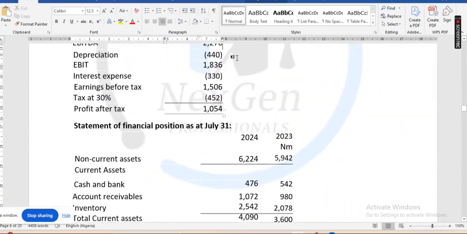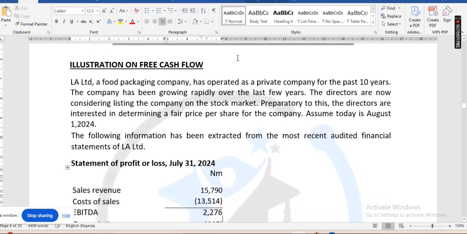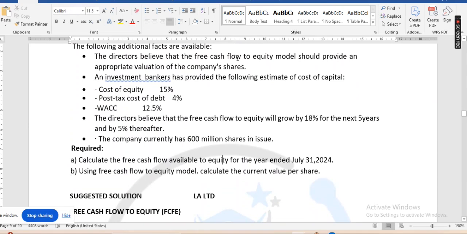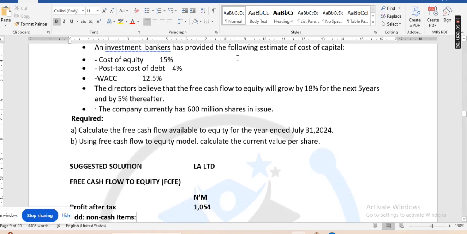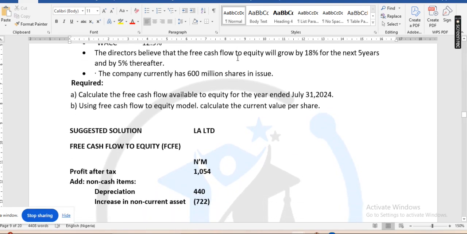Okay, now we're able to look at this question, right? And the question says that we should calculate the free cash flow available to equity for the year ended July 31st, 2024, right? We started with profit after tax. Then after the profit after tax, according to our format, we add back depreciation.